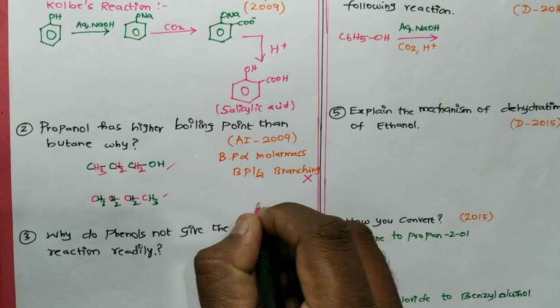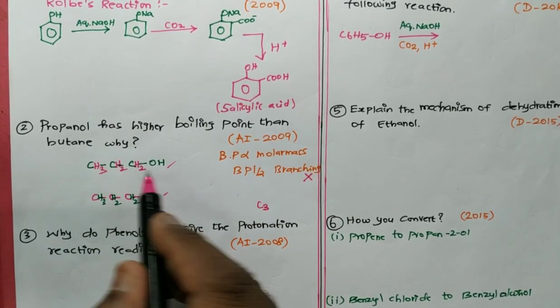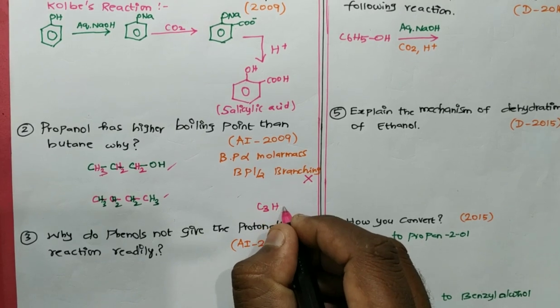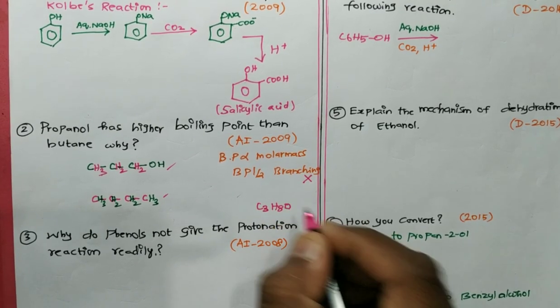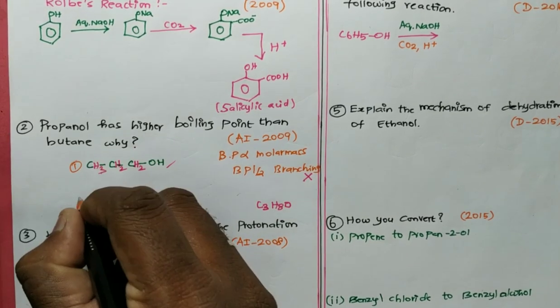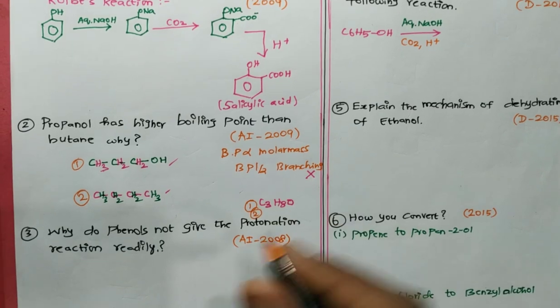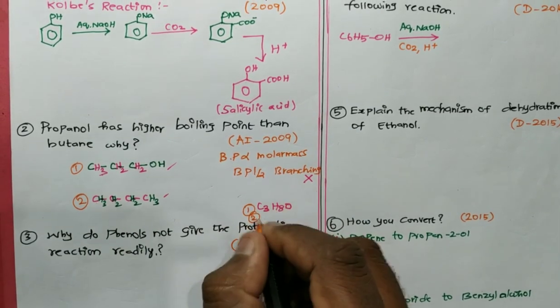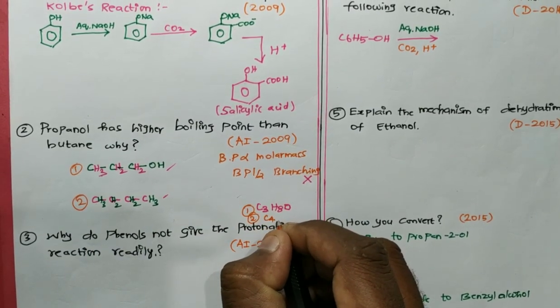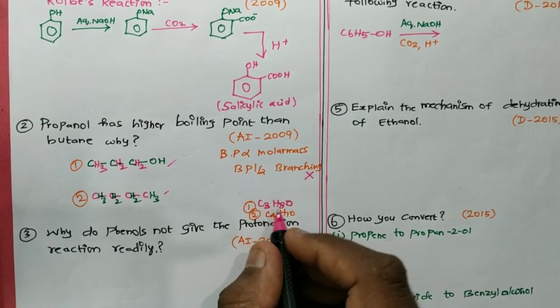How many carbon atoms? C3. H8 and O. This is the formula of propanol, compound number 1. And compound number 2, what about that? 1, 2, 3, 4, 4 carbon atoms, C4H10. Now we have to see the molecular mass.